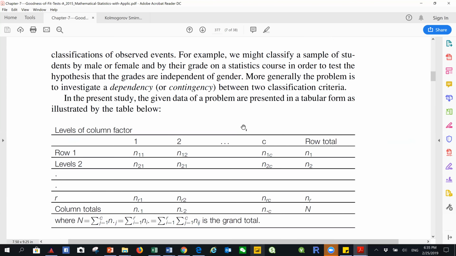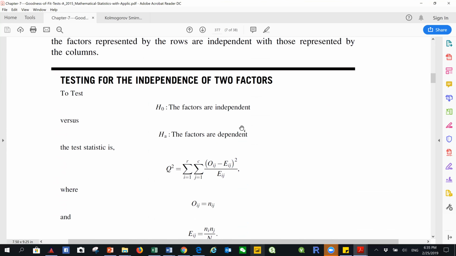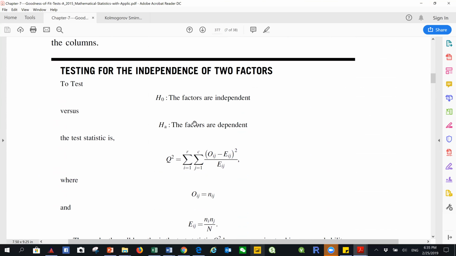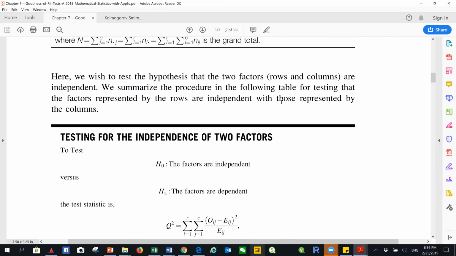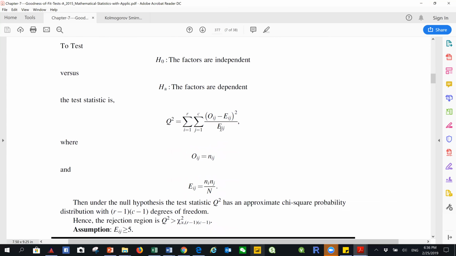Let me see, contingency table. All right, for a contingency table, now instead of two groups, we have a table. Here's a scenario: the factors are independent. Previously there was only one factor, but here we have two factors. Okay, two factors.